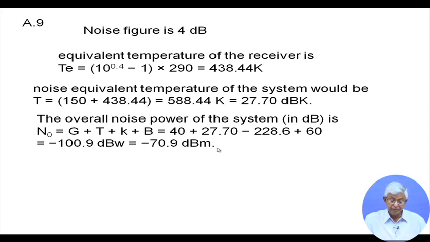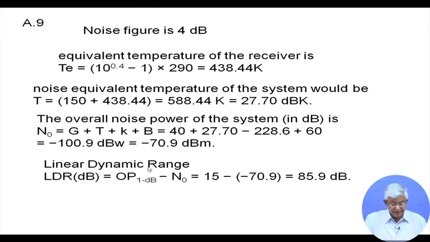Why convert to dBm? Because our 1 dB compression as well as third order intercept point are given in dBm. Now, linear dynamic range is 1 dB compression point to N0. So, subtraction of these two comes out to be 85.9 dB, that is linear dynamic range.